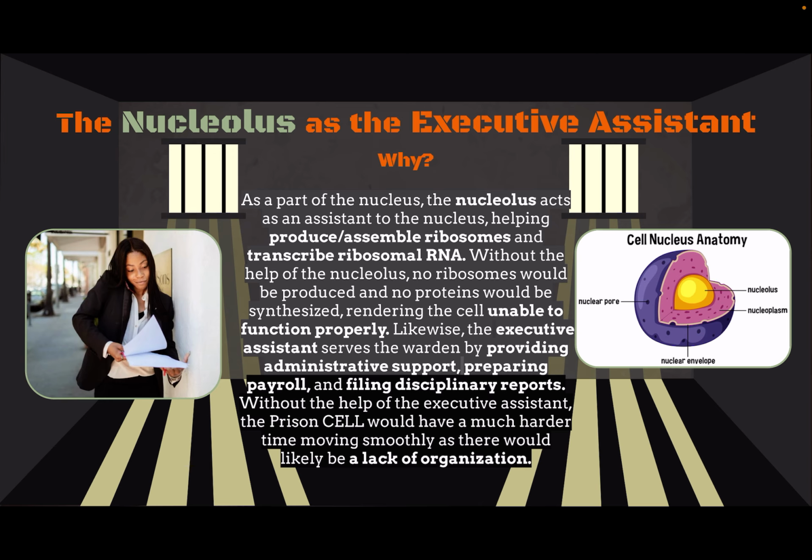Now up, we have the nucleolus as the executive assistant. This is because the nucleolus acts as an assistant to the nucleus, helping produce and assemble ribosomes and transcribe ribosomal RNA. Without the help of the nucleolus, no ribosomes would be produced and no proteins would be synthesized, making the cell unable to function properly.